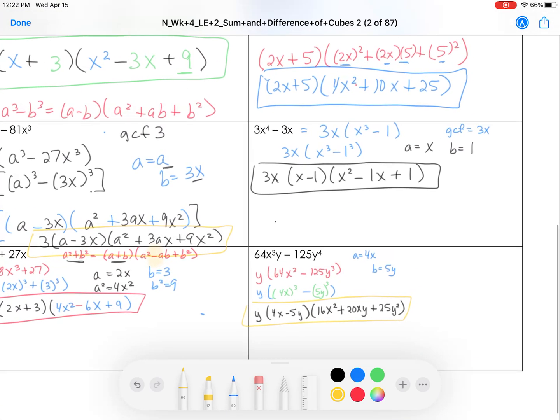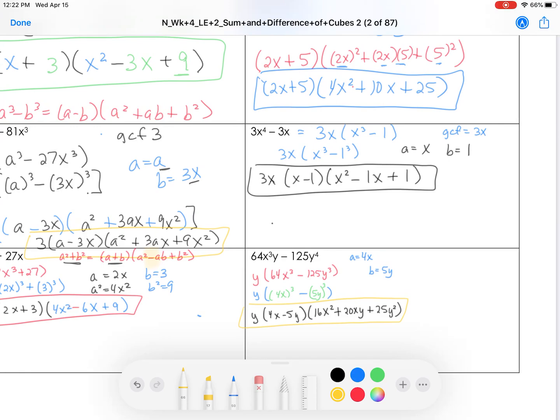Some additional videos of this are posted on Canvas, a couple from Khan Academy and a couple from the textbook. So if you think you'd like to see more examples, take a look at those and then work on the IXL practice.